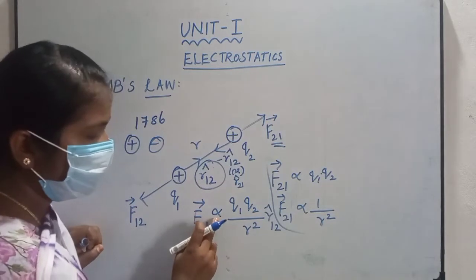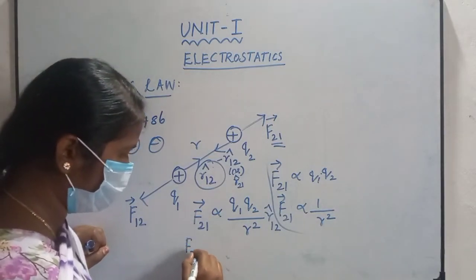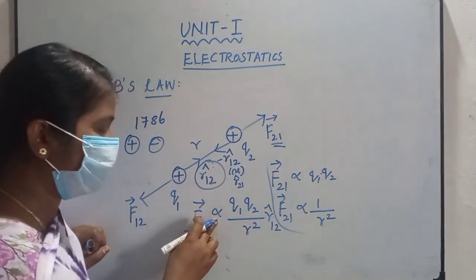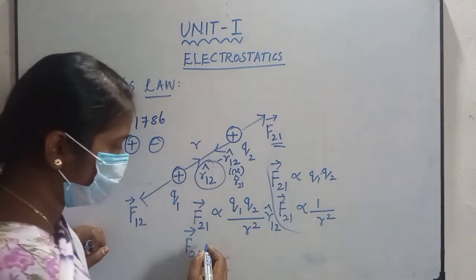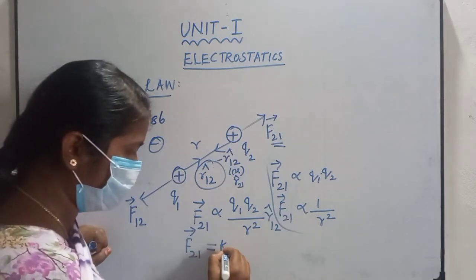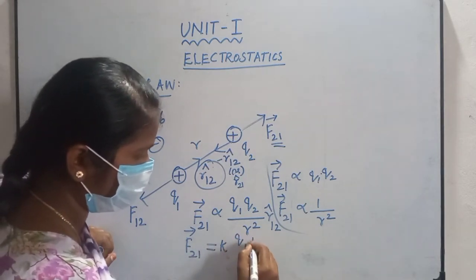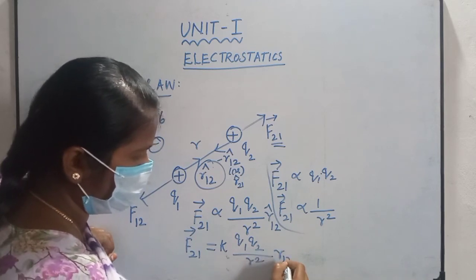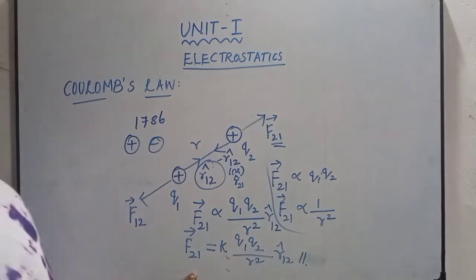When we convert the proportional symbol to equals, we have to add a proportionality constant, and we add one proportionality constant, that is k. So F equals k q1 q2 by r square r12 cap. So this is Coulomb's law.